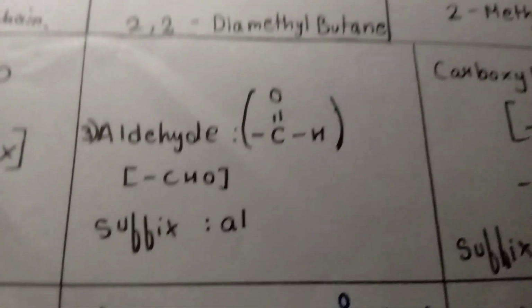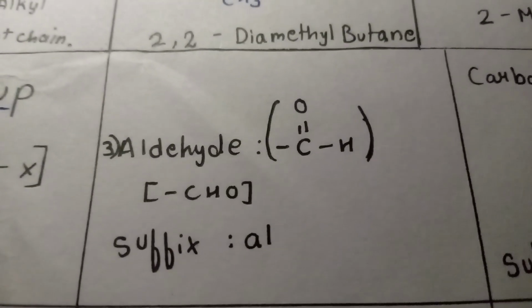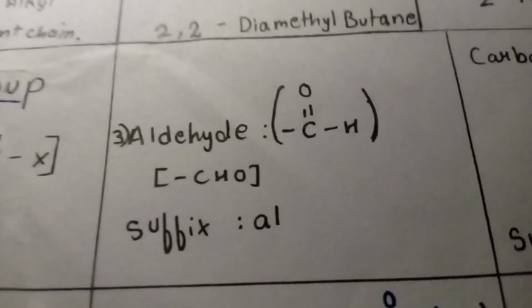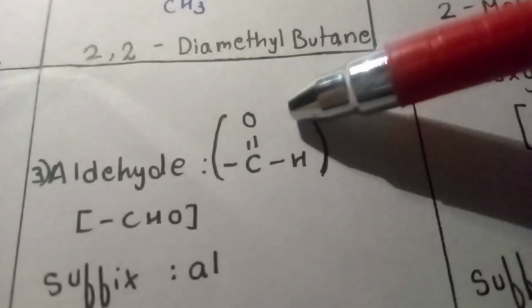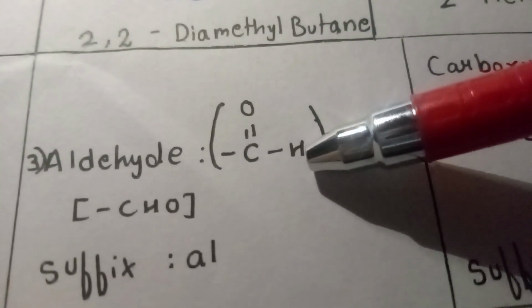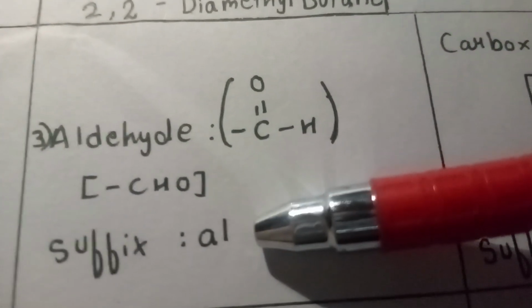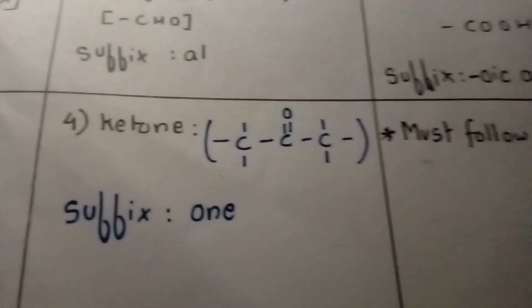Next is aldehyde. Basically the carbon will have four bonds: one bond will be connected to the compound, two bonds will be connected to the oxygen, and one bond to hydrogen. Hence, it can also be written as CHO. The suffix is al: methanal, ethanal, etc.